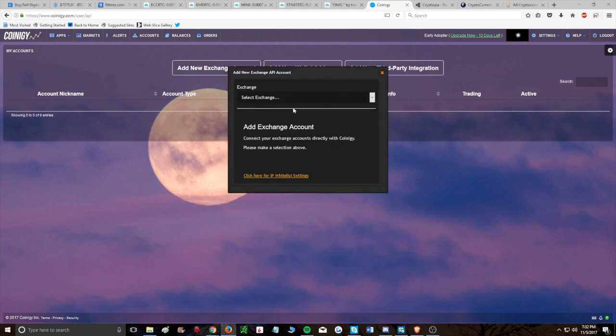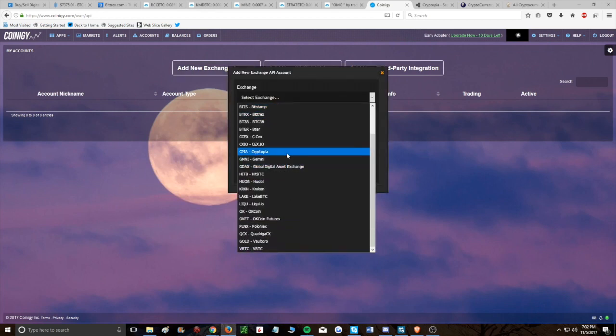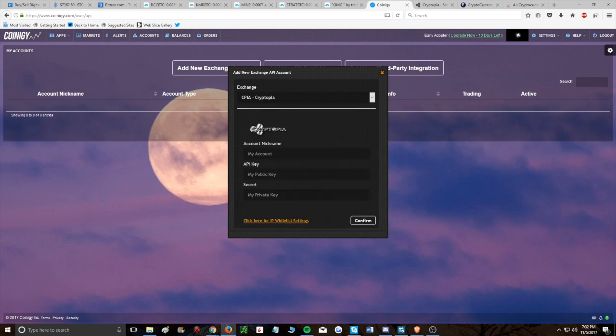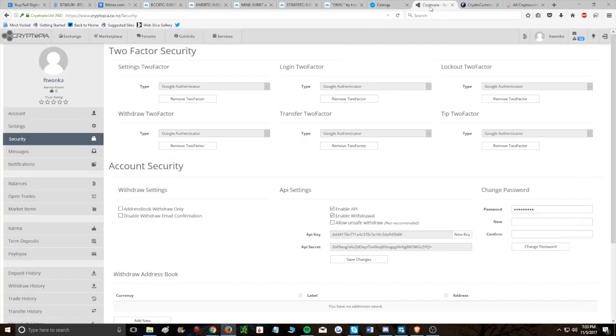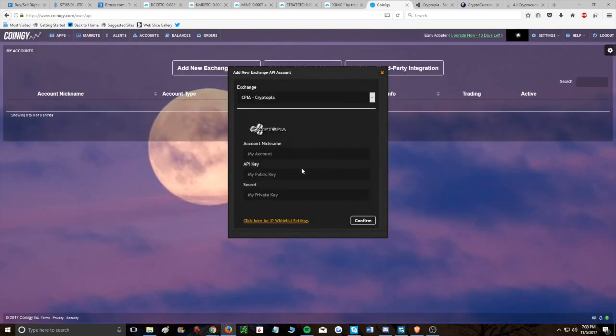So I click add new exchange account. I find whatever exchange I'm trying to use. And it's going to ask you for your public key and your private key. So we're going to come over to Cryptopia, sign in, click on security, and you're going to see API key and API secret. And you just copy and paste those over.